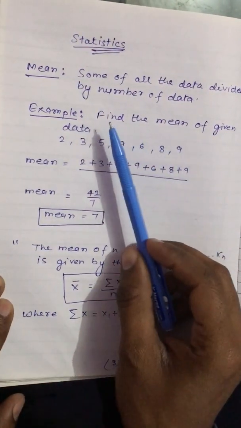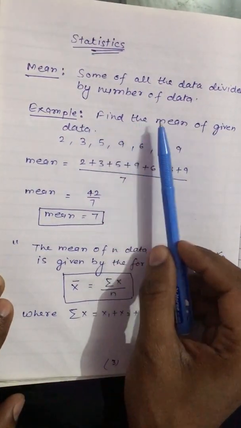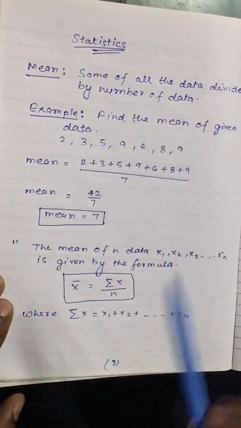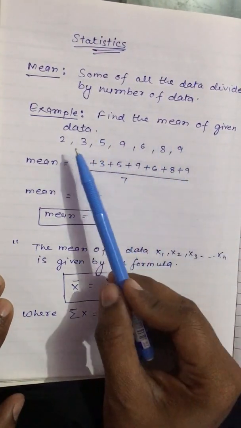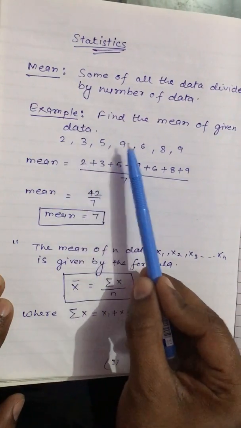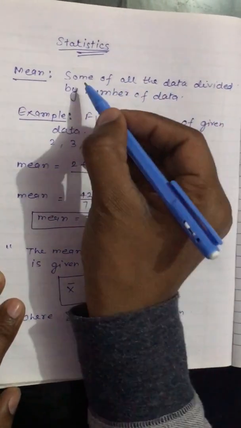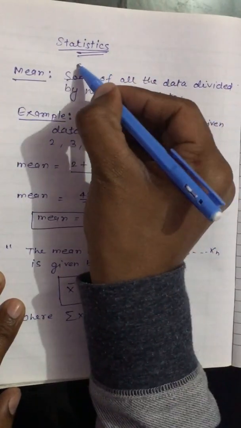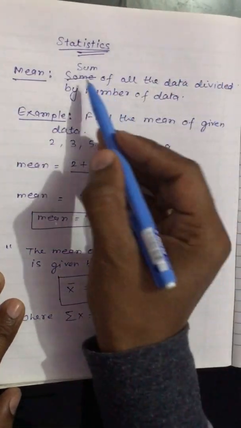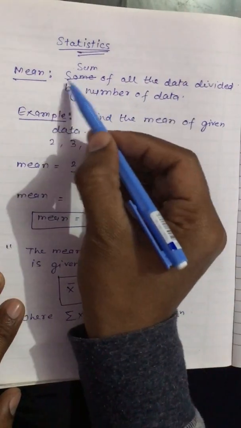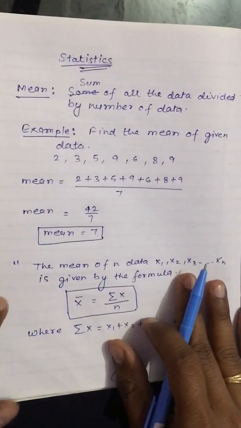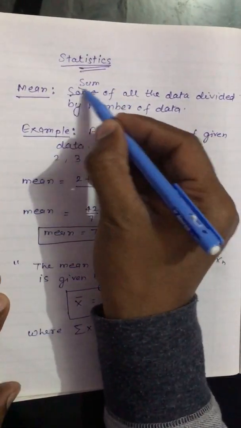Now, for example, find the mean of given data. Data are given: 2, 3, 5, 9, 6, 8, 9. As I have said here, it needs to be sum. Understand? Sum means addition, not some, S-O-M-E. My mistake. Sum of all the data.